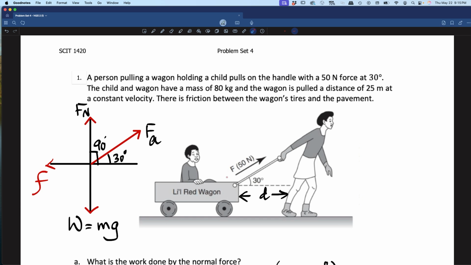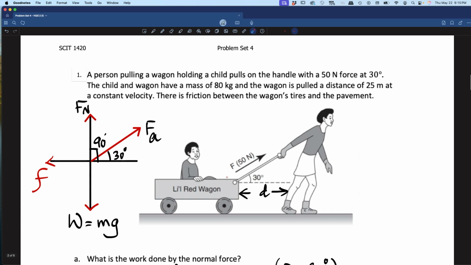Now let's get to the questions. What is the work done by the normal force? So that's the normal force. Remember that work is force multiplied by distance times cosine of the angle. You got to be very careful about cosine of the angle here. Which angle are we talking about? We have to talk about the angle between the force, which is the normal force, and the distance. That means the angle is 90 degrees.